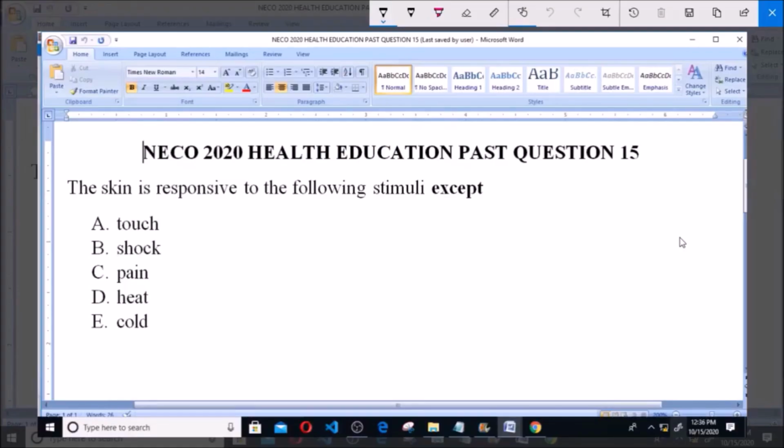I will be answering NECO 2020 Health Education Past Question 15. The skin is responsive to the following stimuli except: A. Touch, B. Shock, C. Pain, D. Heat, and E. Cold. So we have to pick an option which is not a stimuli that the skin responds to.